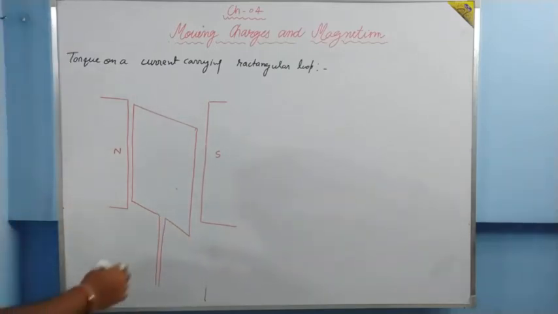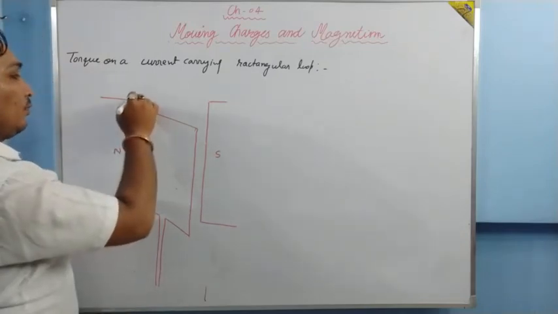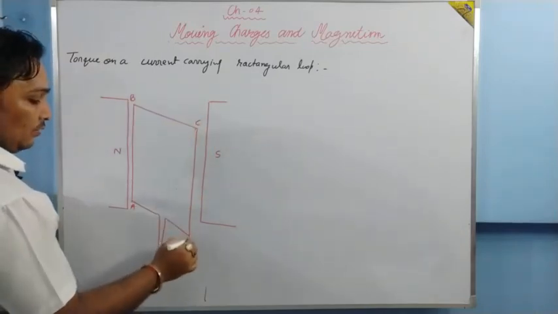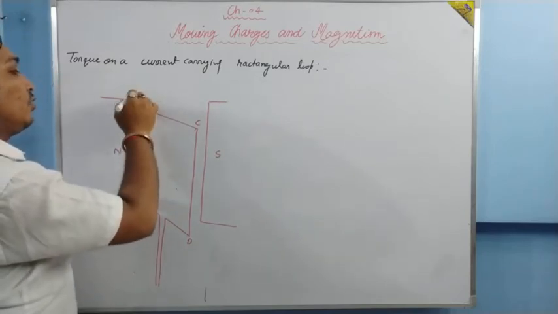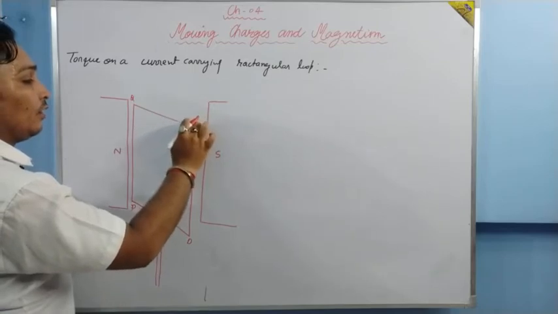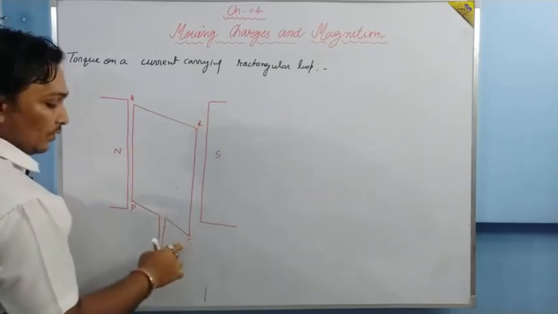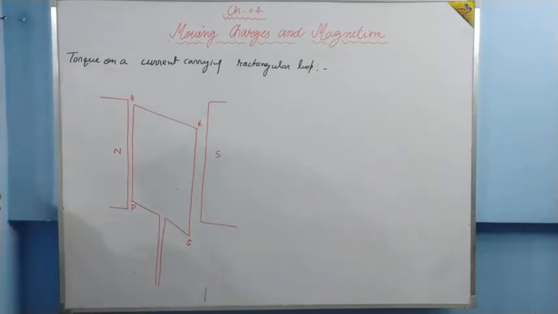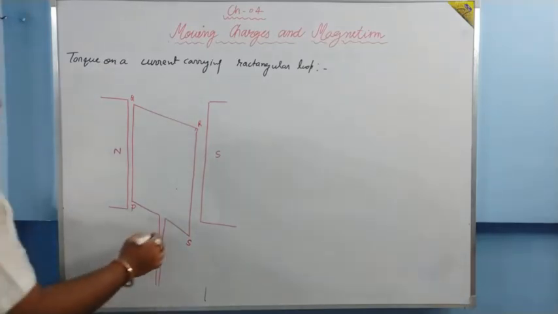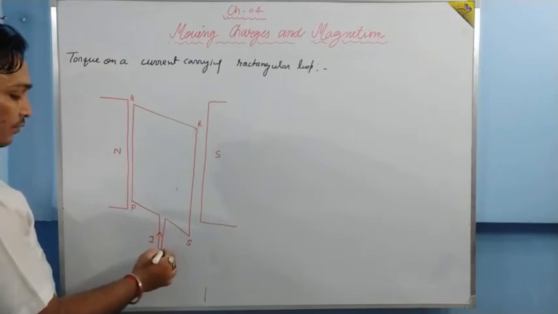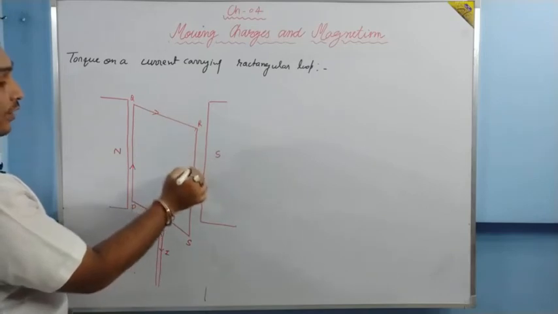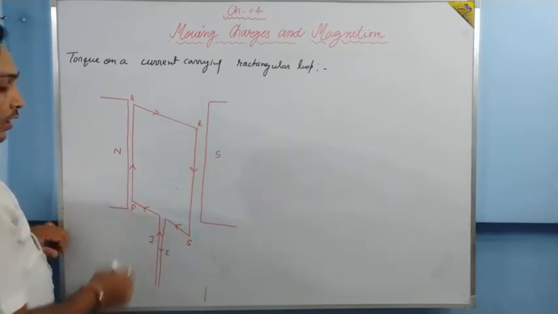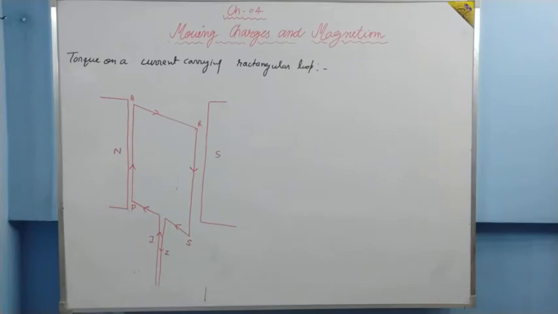In this manner, let this coil be ABCD. Now let us write PQRS. Why is it so? Because for B we write magnetic field, so let us not be confused. PQRS, right? How is the direction of current? Let current I go in this direction and come back from this direction. Current is going in this manner. So this is how the rectangular coil is kept.